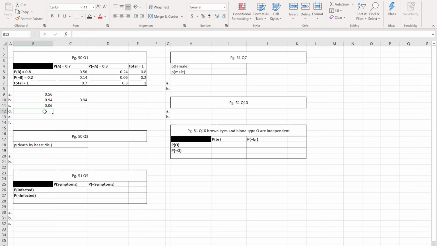So for D, we've got the probability of A, but not B. For independent events, that means the probability of A times the probability of not B, which we already solved for again up in this table right here. E, probability of B, but not A. So probability of B, but not A. And F, the probability of A or B, but not both. So we want either A or B to happen, not both.